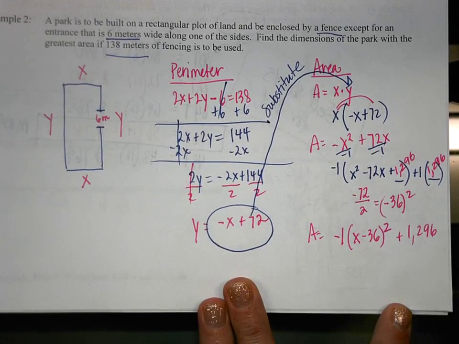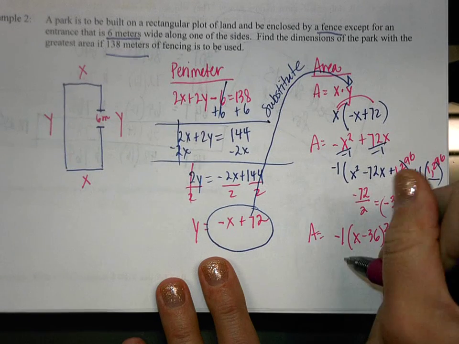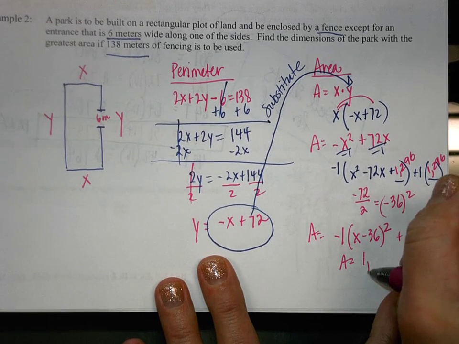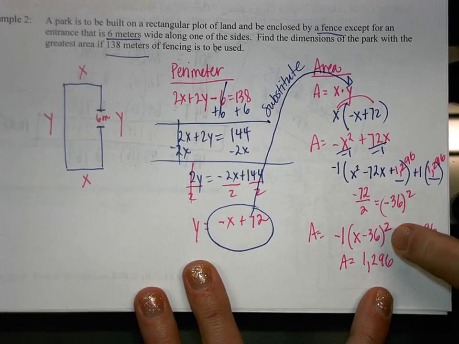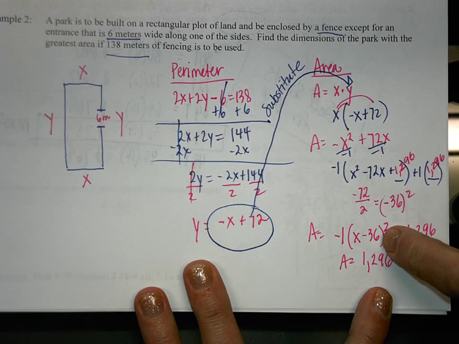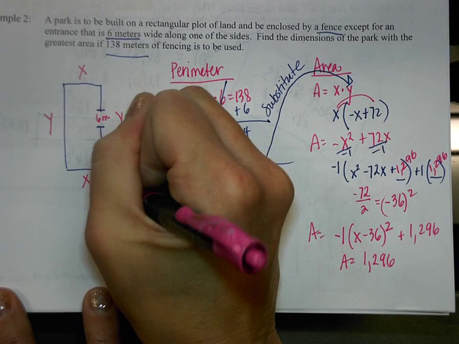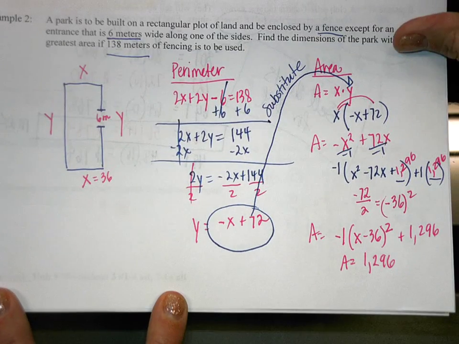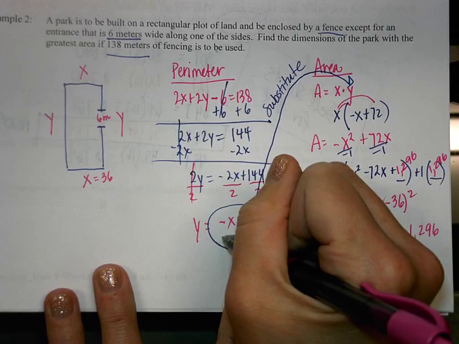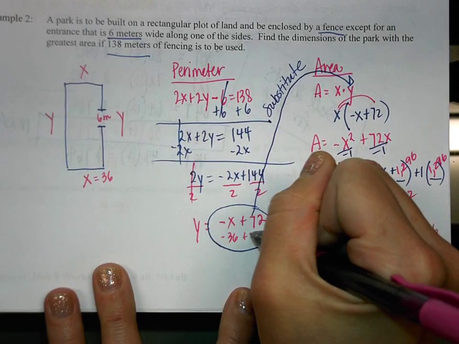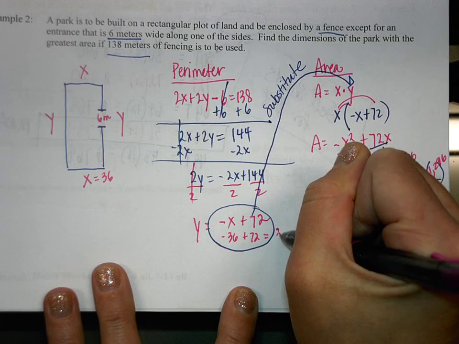So based on that, we know the maximum area is 1,296. Now they ask for the dimensions. What is the x dimension? 36. And the y dimension, if you were to put 36 in here, you would have negative 36 plus 72, which actually equals 36. Okay, so the y dimension is 36.